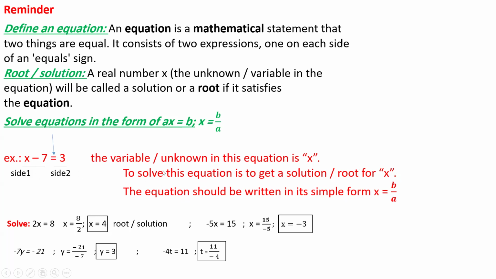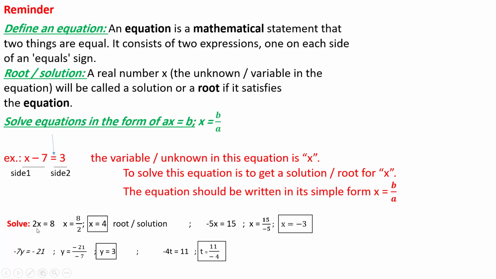So the equation should be written in the simple form. So first I ask, is this a simple equation form? No, it's not written in the form of ax = b, since here we have minus 7. So how do we write it in the simple equation form? We say all x should be on side 1 and all numbers should be on side 2. So x, I keep it on side 1, and minus 7, I take it to 3 on side 2. But when I take from side to side, I should change sign. So minus 7 becomes plus 7. So x = 3 + 7, so x is equal to 10.